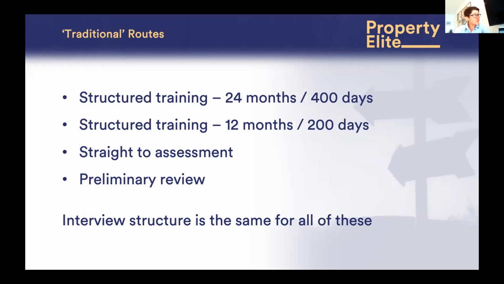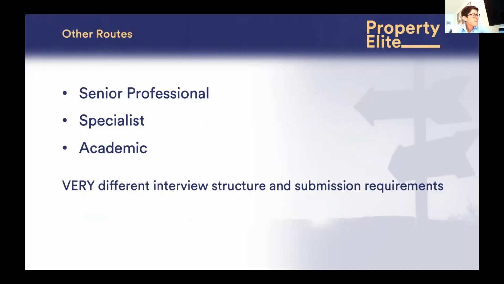And we'll look at the submission requirements for each of these later on. So the other route you may have heard of is senior professional, specialist, and academic. They all have a very different interview structure and submission requirement. So just be very aware of that if you do think that one of these routes might be right for you. In the background to these three routes, you still have a pathway. So you might be senior professional on the quantity surveying pathway. You could be academic on the research pathway, for example. So you will have a pathway, technical and mandatory competencies that underlie one of these alternative routes.